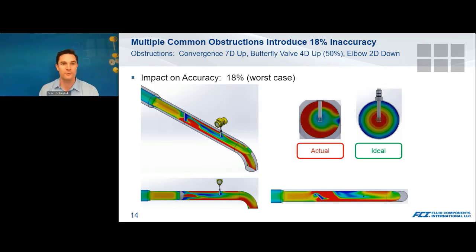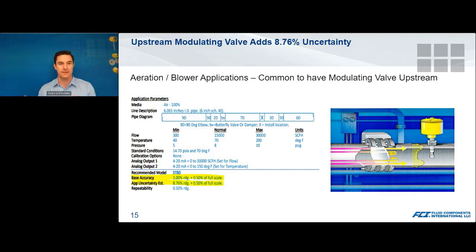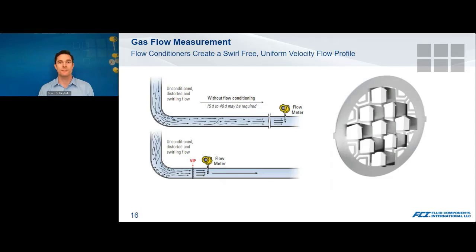But I do want to go through just some simpler examples to illustrate how flow conditioning works, given different obstructions. So here is a different example. This is a very common blower application that we would see in the field. There's an elbow, 90 degrees, 9 diameters upstream with a butterfly valve, 7 diameters upstream. And again, this is obstructing the flow. It's not giving us that fully developed profile point of maximum velocity that we want to make our accurate measurement at. And in this case, it introduces 8.76% of inaccuracy. So what does a flow conditioner do?